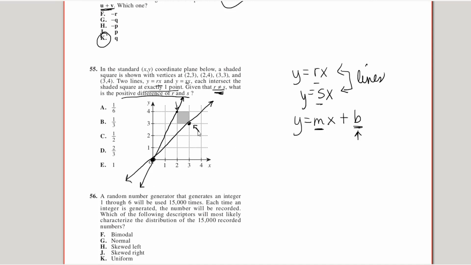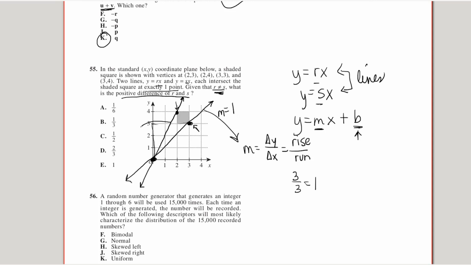So when we take a look at each of these points, we need to find out what the slope is of each of these lines. One of these is y equals rx and the other is y equals sx. So let's just take a look at this particular line right here. Remember, when we're talking about slope, it's the change in y over the change in x, or the rise over the run. Let's look at this graphically. Starting here at the origin, we're going to rise up 3 and run over 3. So that turns out to be 3 over 3, which equals 1. So this particular line has a slope of 1.